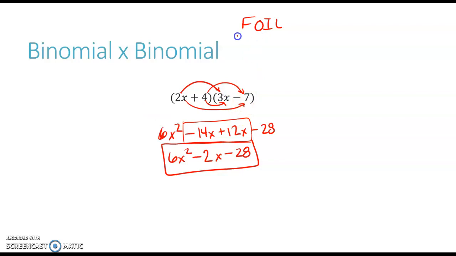Now, what FOIL stands for is first, which was taking 2x times 3x, and then outside, which is our 2x times our negative 7, inside, which is the 4 times the 3x, and then last, which would be our 4 times our negative 7. Notice it is not different. But FOIL can only be used on a binomial times a binomial.